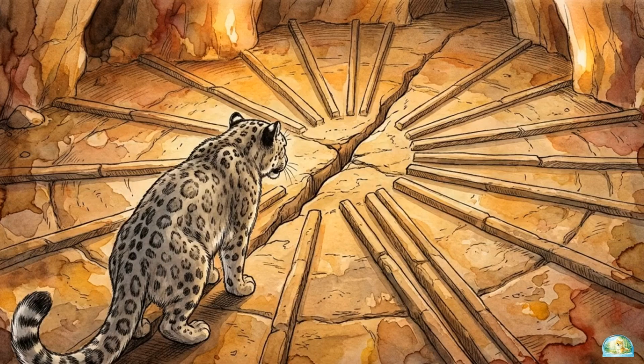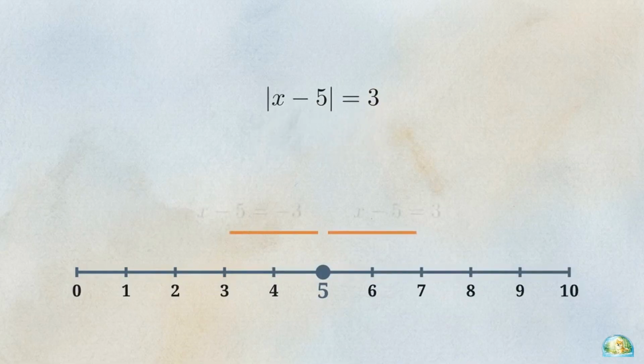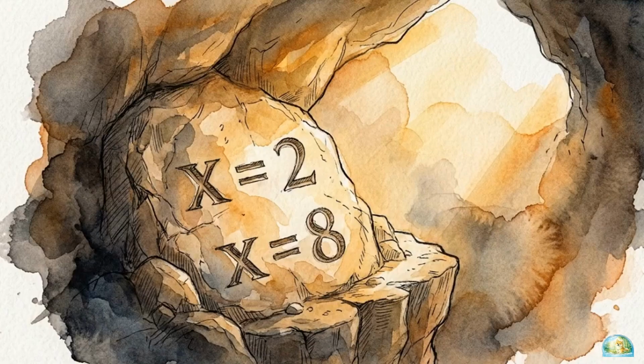To stay warm, Frost needs to find a spot exactly 3 units away from a central marker at 5. The equation, absolute value of x minus 5 equals 3, translates to 2 possibilities, x minus 5 equals 3 or negative 3. Solving reveals the 2 ledges. Both points are 3 units from center, landing at exactly 8 and 2. The solutions are x equals 2 and x equals 8.